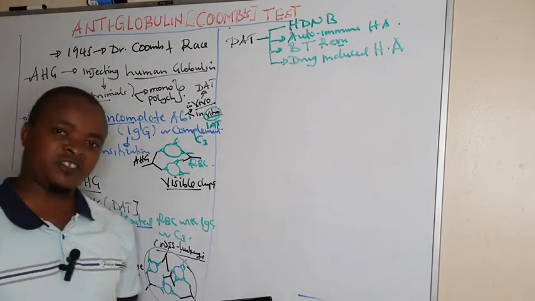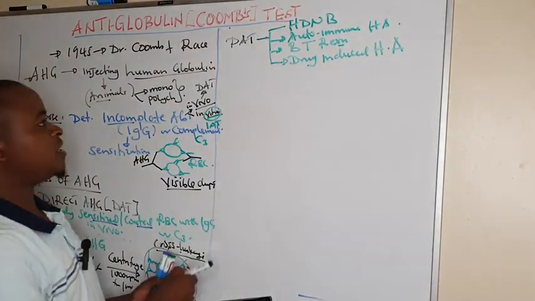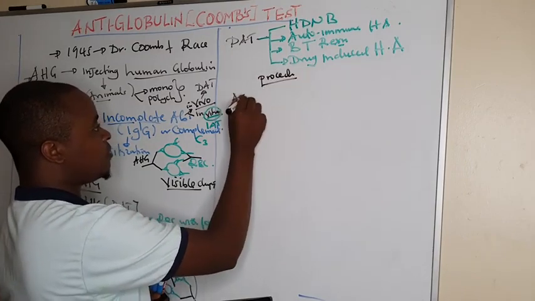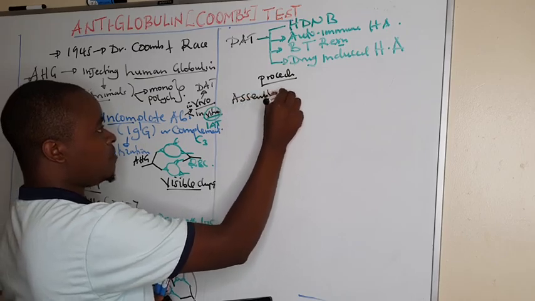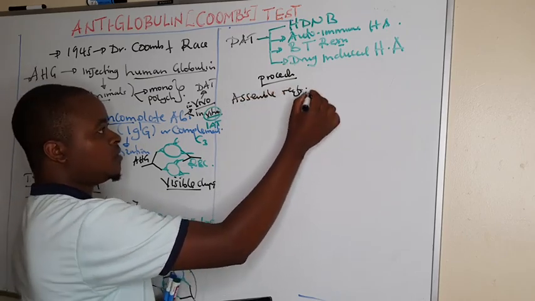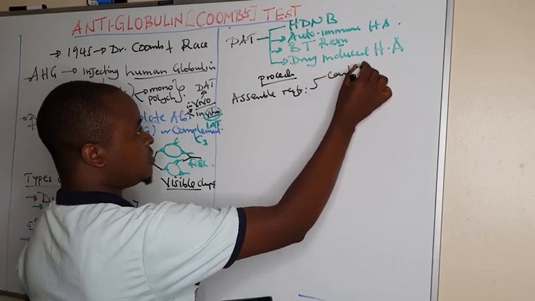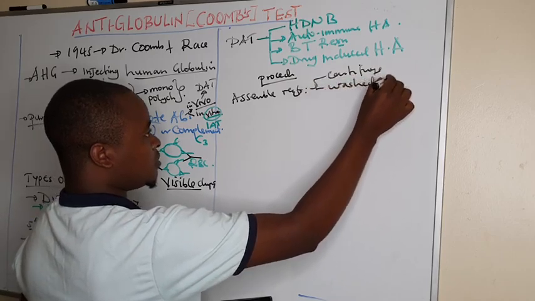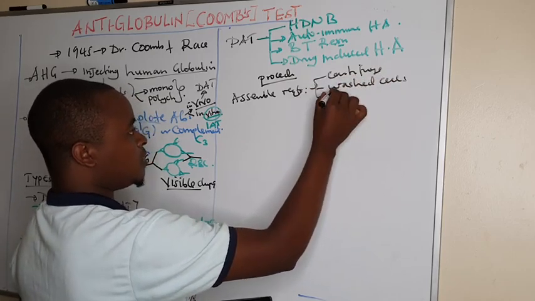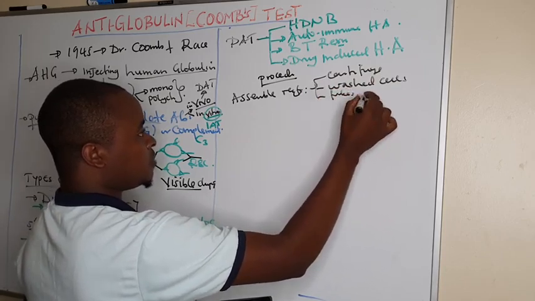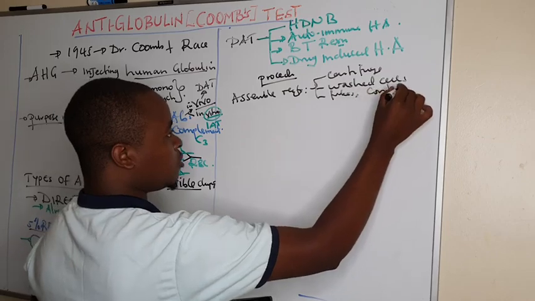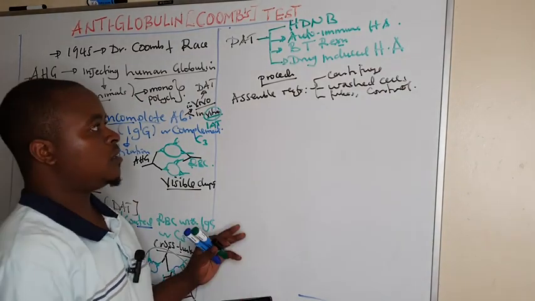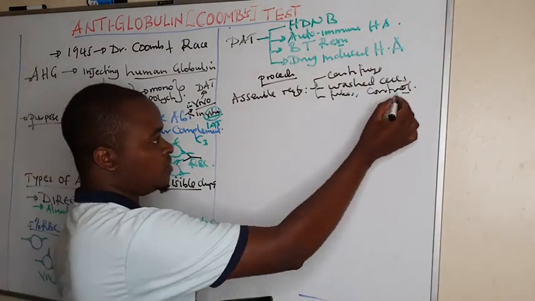But what is the procedure? For this test, you are going to assemble the requirements. Among the requirements we need are the centrifuge, washed cells, tubes, and controls. We shall need a positive and a negative control.